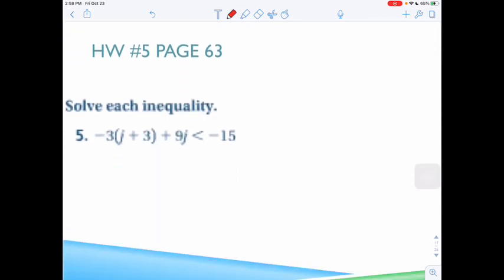On page 63, we have number 5, solve the inequality. This says negative 3 times the quantity j plus 3 plus 9j is less than negative 15.